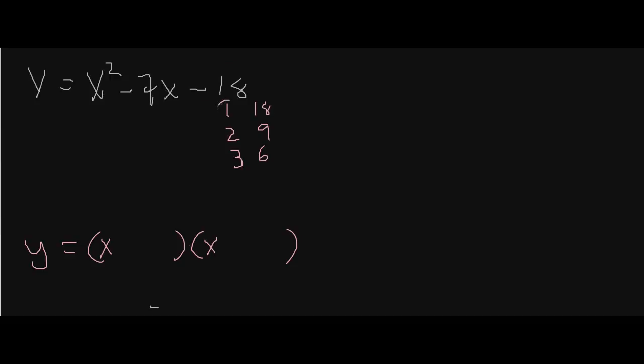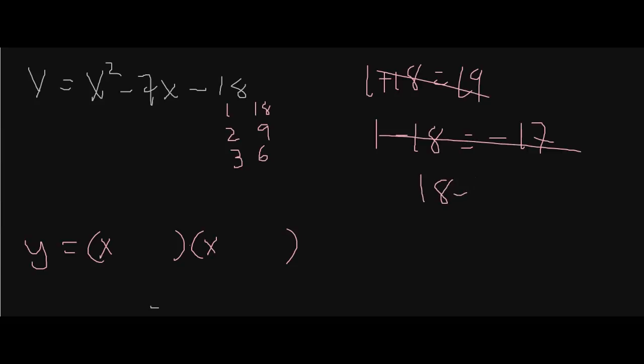Can I add 1 and 18 or subtract them in any way to get negative 7? Well, it's not possible. You could try 1 plus 18. Well, that's 19, obviously that's not going to work. You could try 1 minus 18. That's going to be negative 17, but that's not going to work. You could try 18 minus 1. That's going to give you 17. Not going to work. So we know this is not going to work.